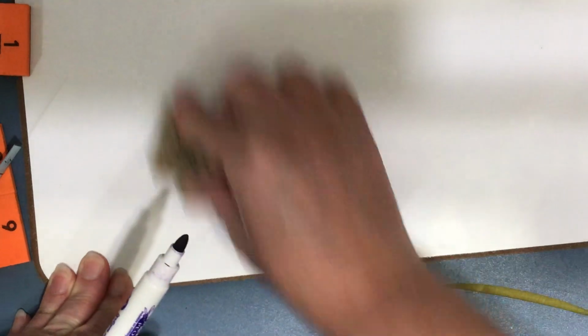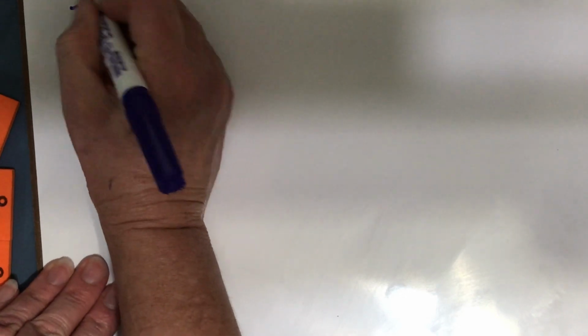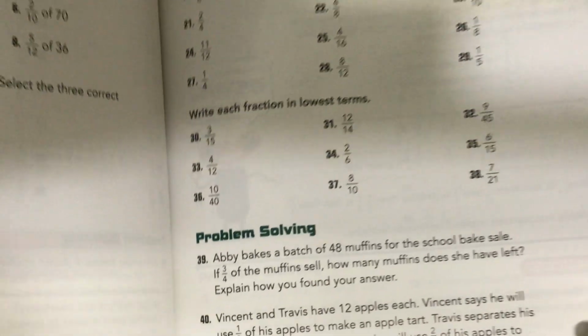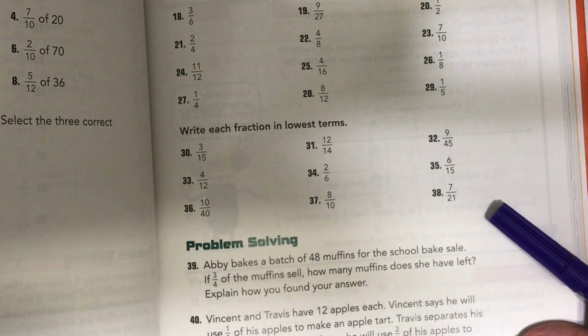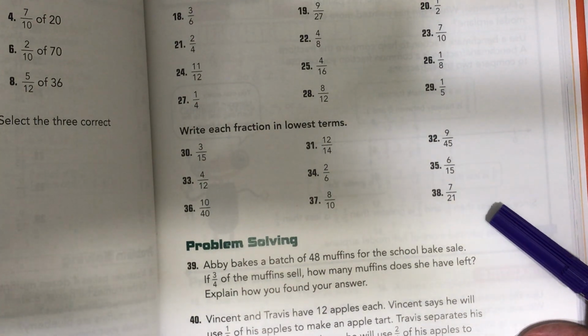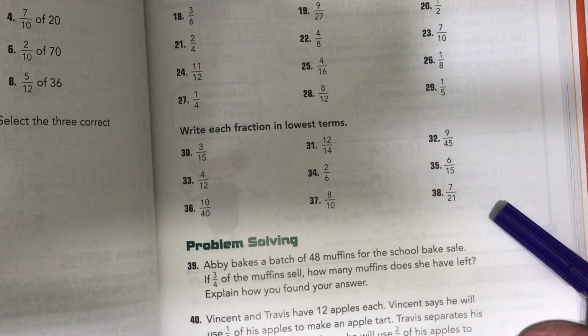Okay, now we're going to move on to the word problems. Let's look at number 39. I'm going to do all 3 word problems. So number 39, if I read it in the book, it says, Abby bakes a batch of 48 muffins for the school bake sale. If 3/4 of the muffins sell, how many muffins does she have left? Explain how you found your answer.